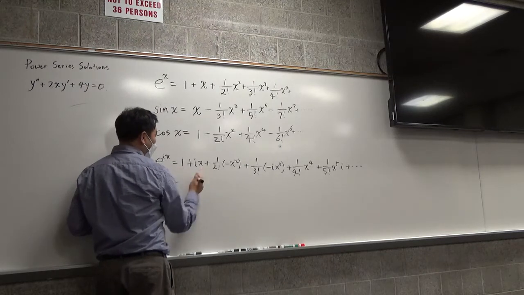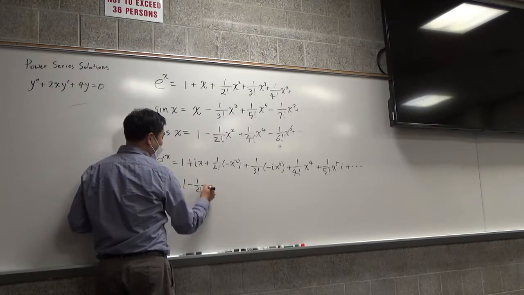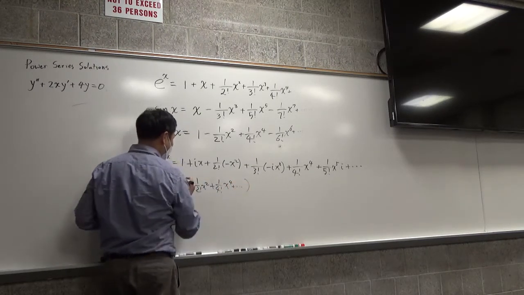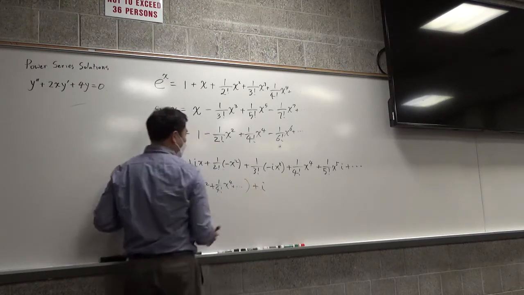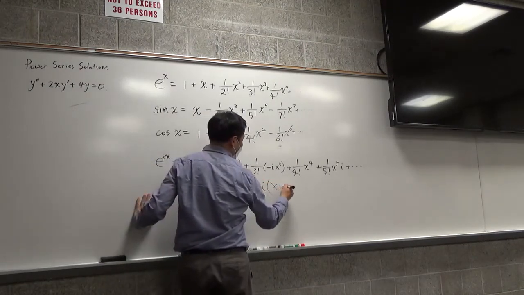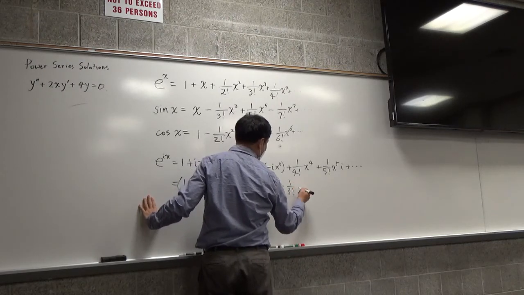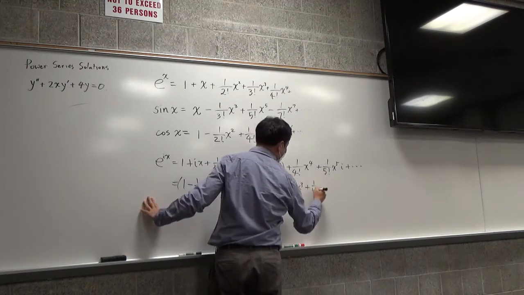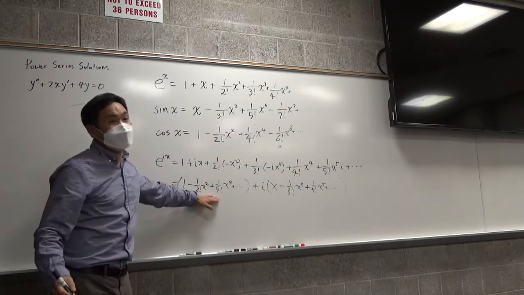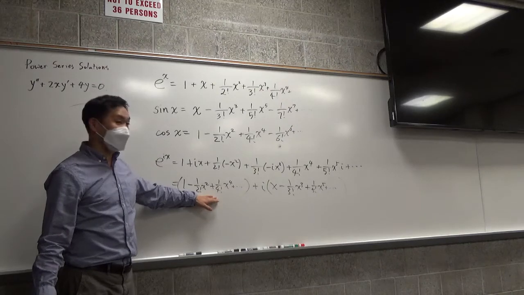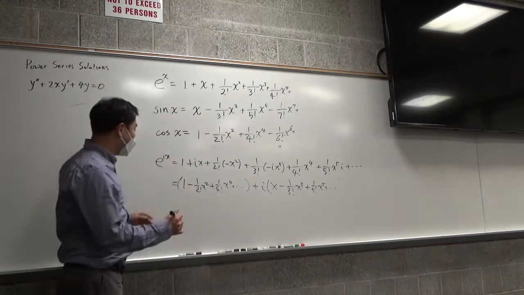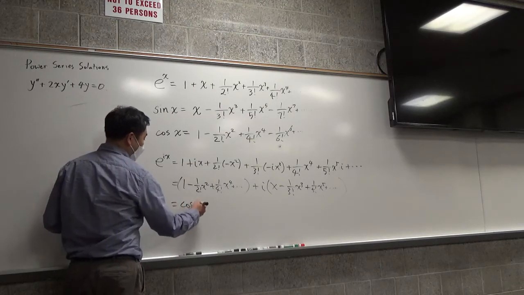And if you just collect the real part, which is 1 minus 1 over 2 factorial x squared plus 1 over 4 factorial x to the fourth plus and so on, plus if you collect the ones with i in there, if you factor the i out, this will be x minus 1 over 3 factorial x cubed plus 1 over 5 factorial x to the fifth. And you can see that this one is indeed the power series for the cosine, right? And this is the power series for the sine. And therefore, you have proved the Euler identity.